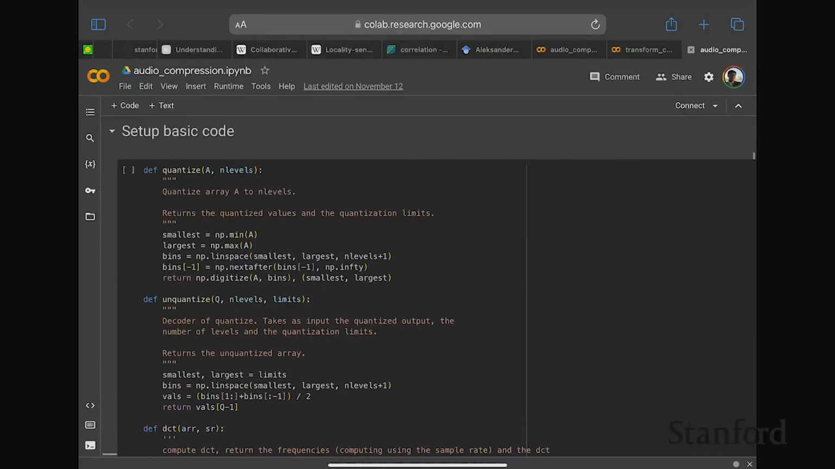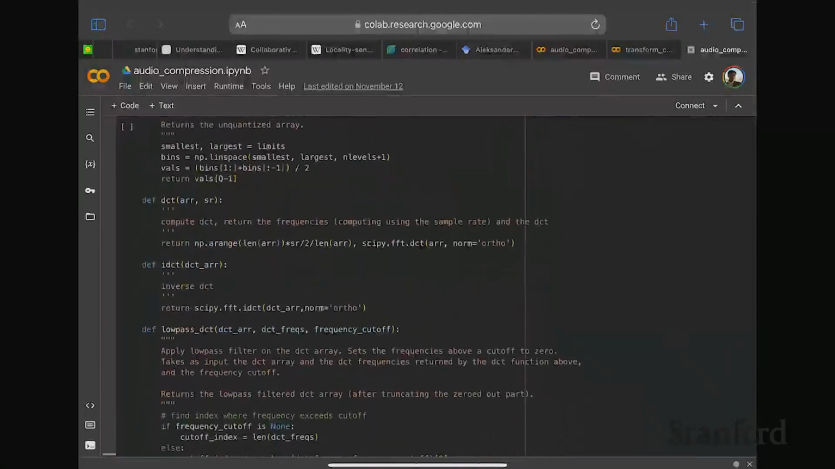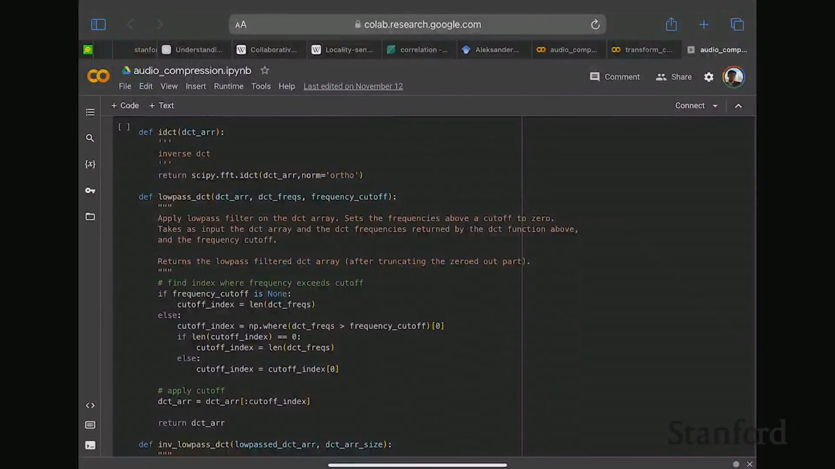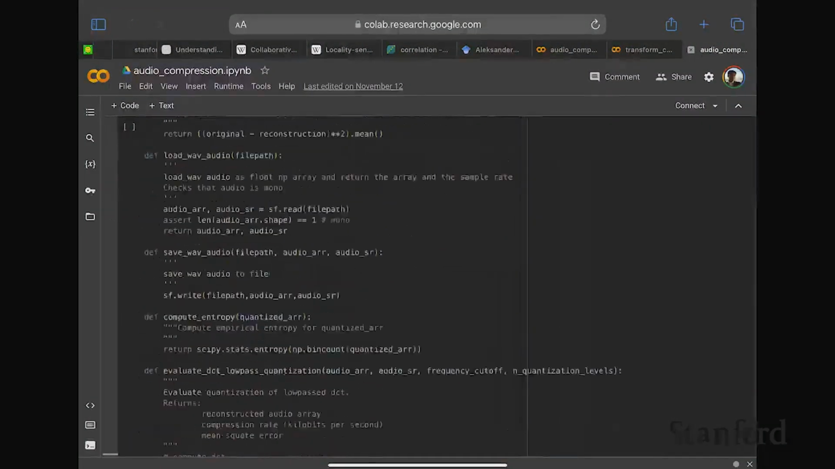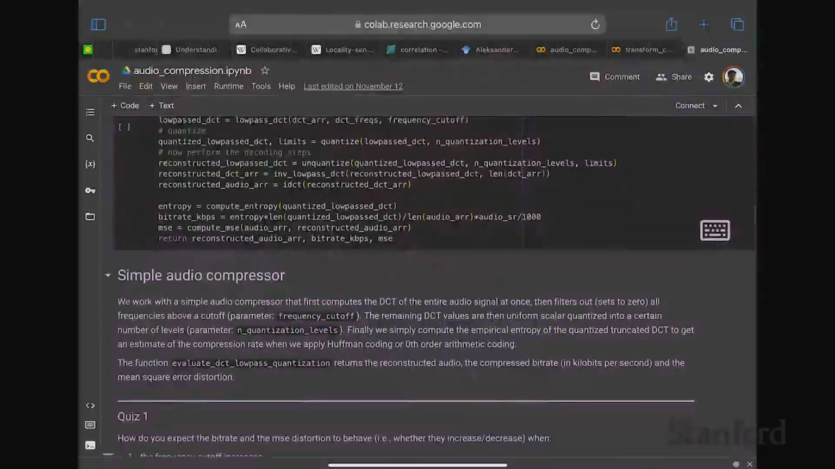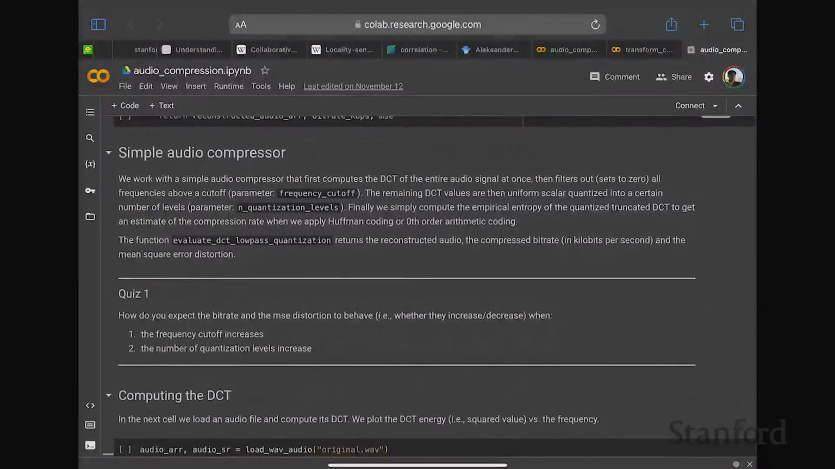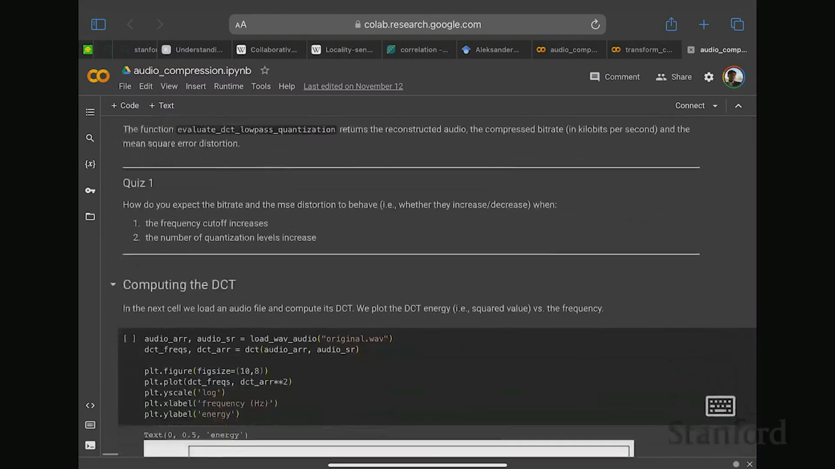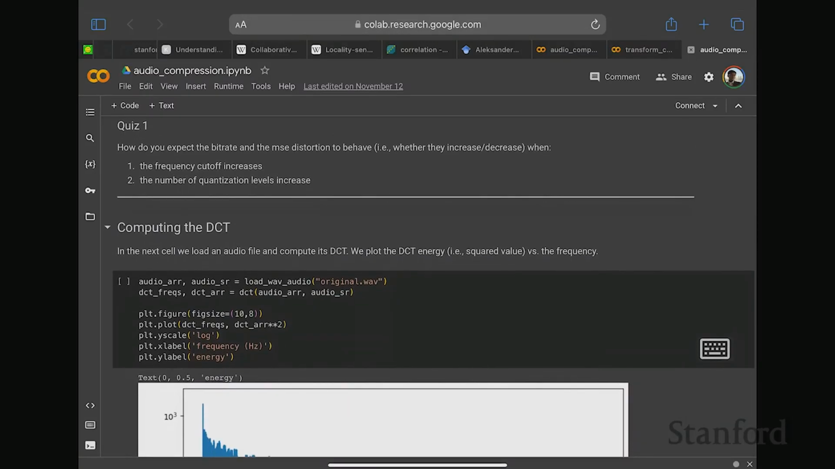Okay, so this is just setting up some basic code. You want to be able to quantize and dequantize. You will do DCT, IDCT. You will do something like low pass DCT, which is exactly the thing which we looked at. In some sense, thresholding the components and keeping the others at 0. And then there are a bunch of other helper functions. And so in a simple audio compressor, you can actually play with 2 components, right? You can play with the frequency cutoff, which is like saying, okay, how many components do I actually keep? Or you can play with the number of quantization levels, and those will have different effects. So this notebook has lots of quiz questions, so do attempt them.